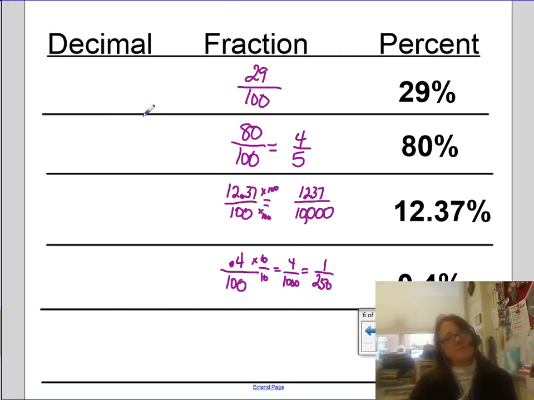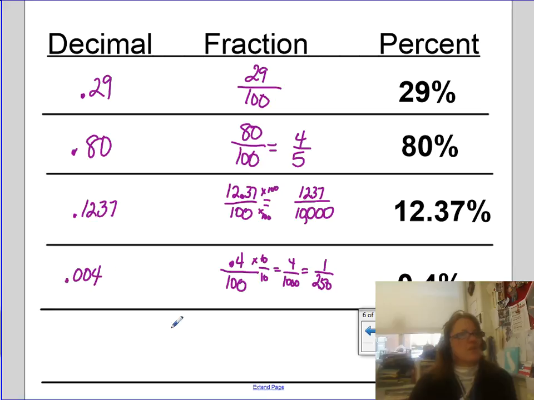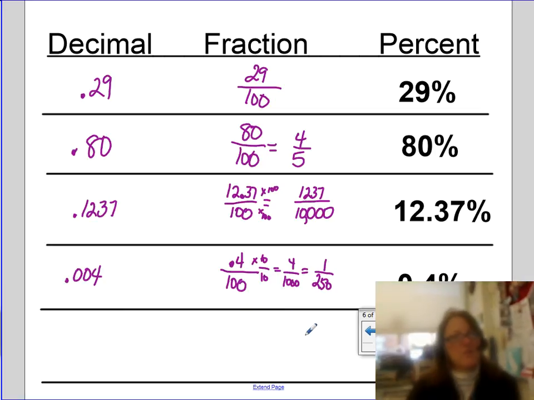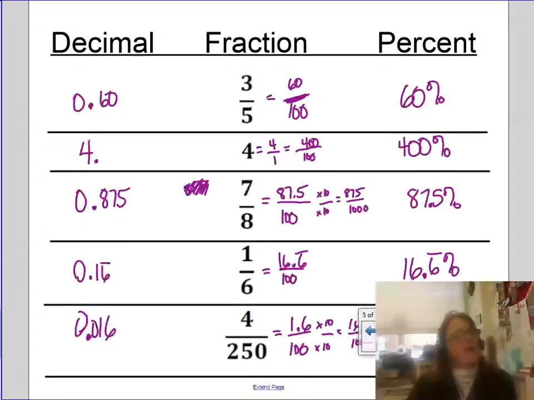Hey, how about decimal? 29 hundredths. I'm going to go to this 80 hundredths because that would give me 0.80. Now 1237, 10 thousandths, looks like that. And let's see, I'm going to focus in on this 4 1,000ths. Looks like that. Now, do you notice a pattern with what's going on with the decimal point? I need you to look at something here, okay? Let me go back to this first screen.